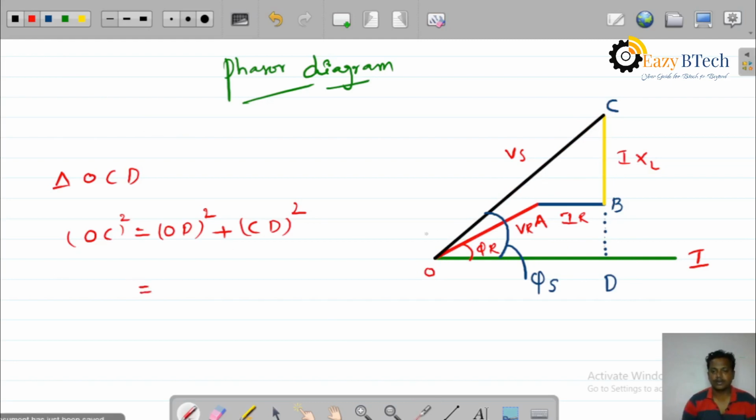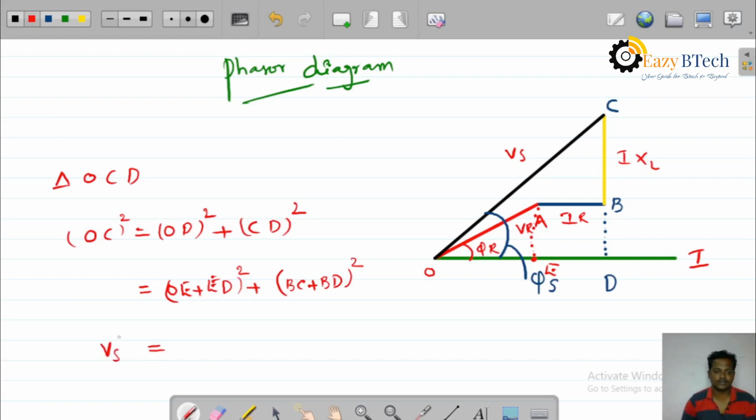Here, what is OD square? OD square is nothing but, we are taking this one also. I am taking this point as E. Therefore, OE plus ED whole square plus BC plus BD whole square. Okay. Now, what is OC from the phasor diagram?